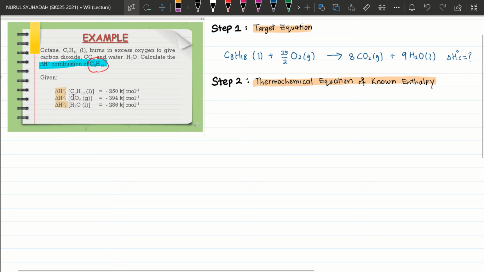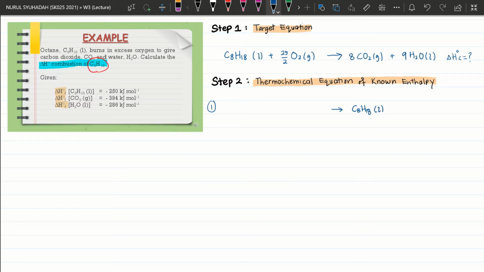So let's start with the first one. Okay, so the first one, I write this as 1. We have the formation of octane. Since 1 mole of substance forms, 1 mole of octane forms. So you need to make sure that your octane, C8H18 over here, is 1 mole.